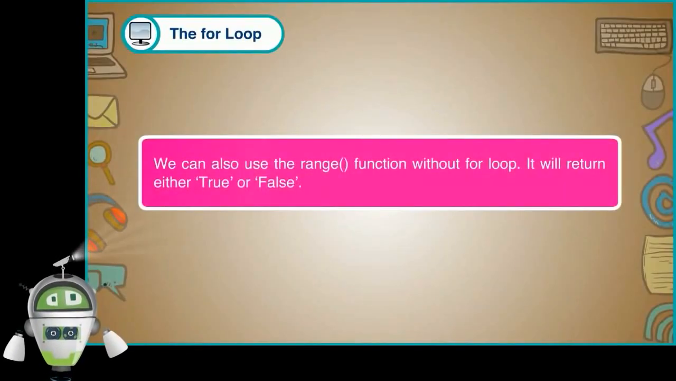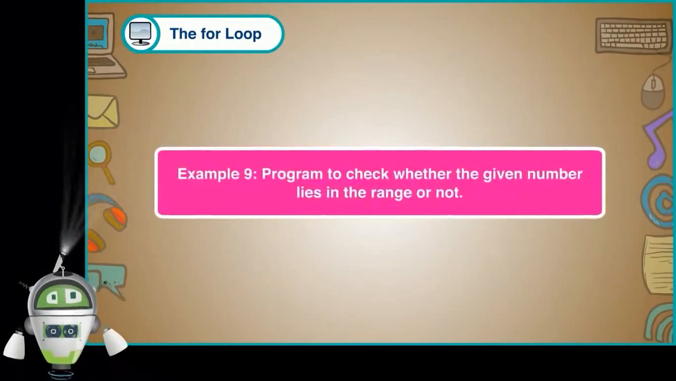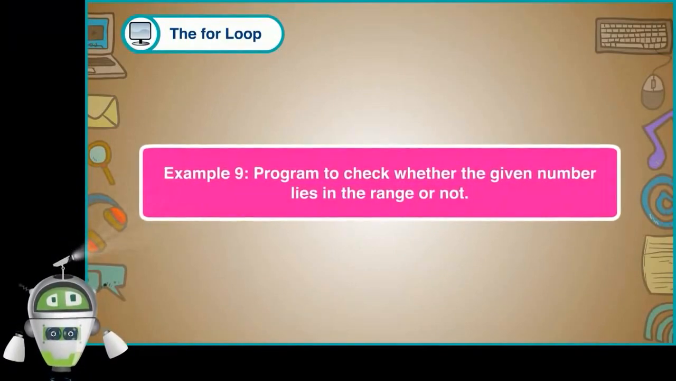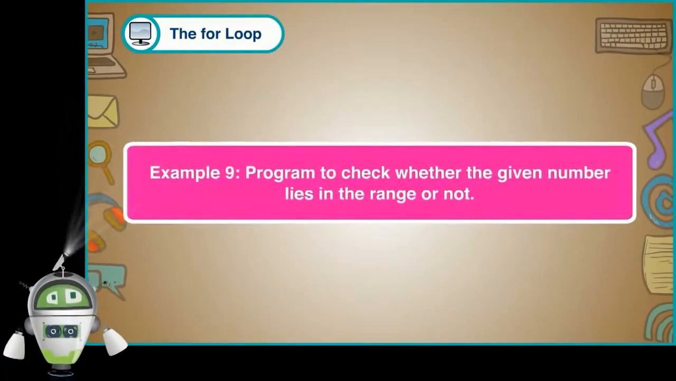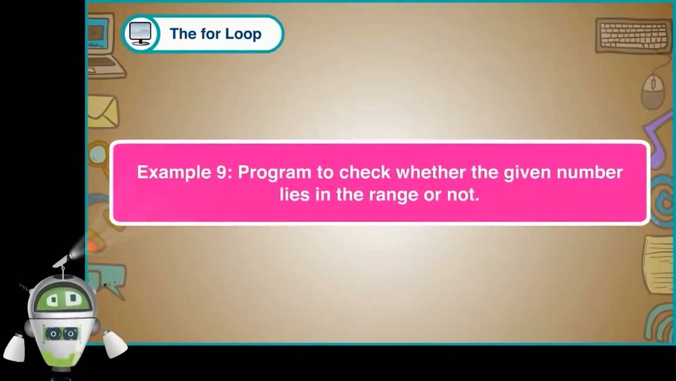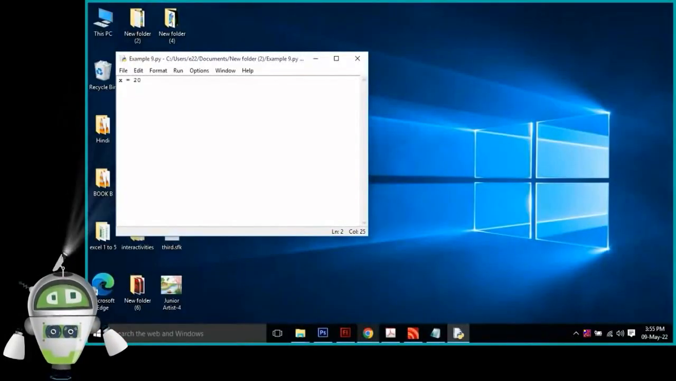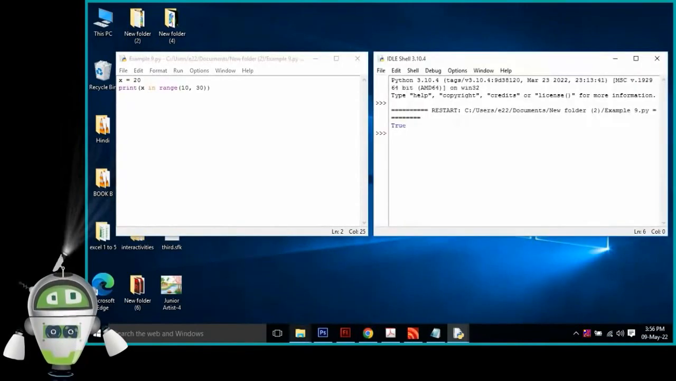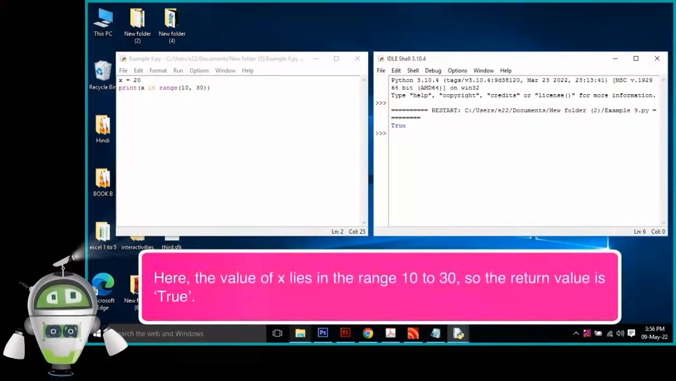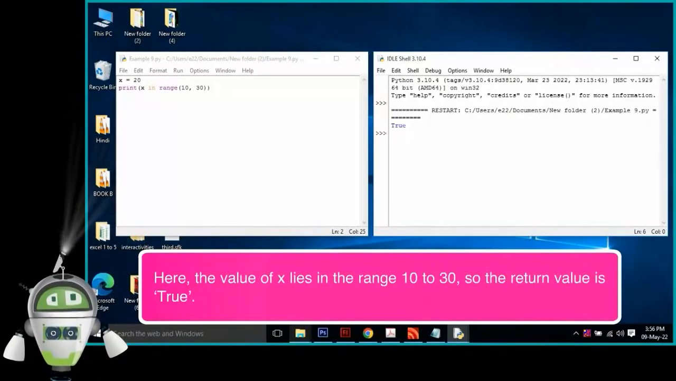We can also use the range function without a for loop. It will return either true or false. Example 9. Program to check whether the given number lies in the range or not. x = 20, print(x in range(10, 30)). Output: True. Here the value of x lies in the range 10 to 30, so the return value is true.